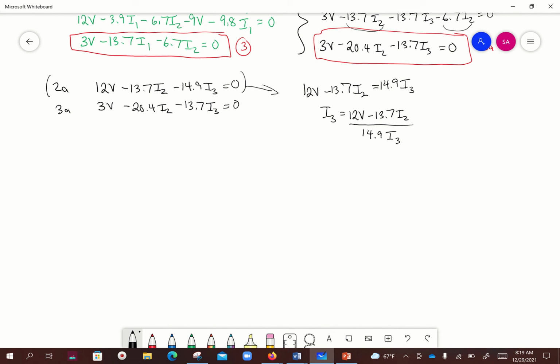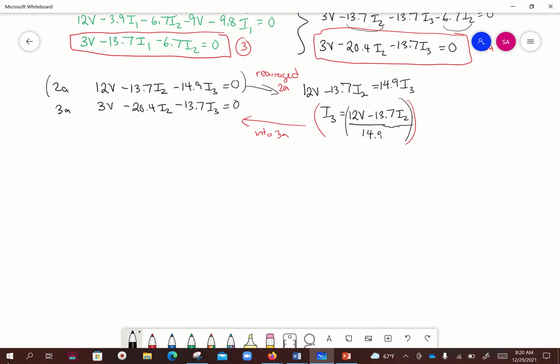Right, so if you look at the notes that I have posted online, I solved it doing it the other way. And so this way you can see me doing it this way. All right, so now, I don't want to divide by I3, just divide by 14.9. So now I've got to take this and I'm going to substitute it in. So I rearrange 2a, and now I'm going to substitute this into 3a. So everywhere I had I3, I'm going to put this instead.